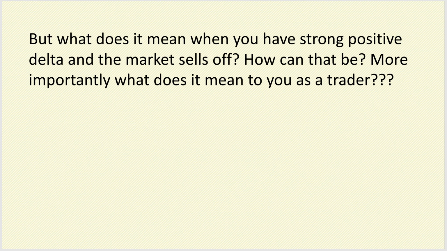But what does it mean when you have strong positive delta and the market sells off, right? How can that be? You think, why do I got positive delta and the market's selling off? I have aggressive buyers coming into the market, yet the market is selling off. And more importantly, you want to know, what does that mean to you as a trader? In the previous example, in the iceberg example, that was offering support to the market. This is the opposite. You have strong positive delta and the market is selling off.